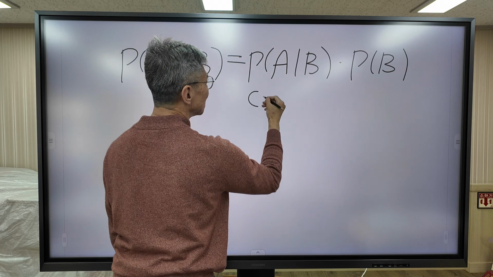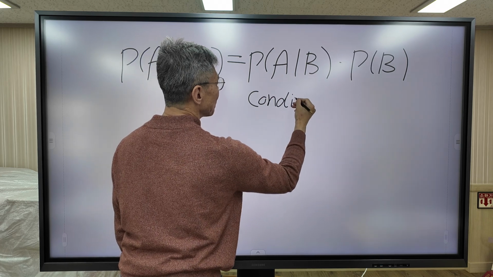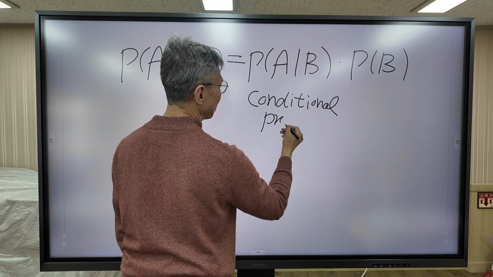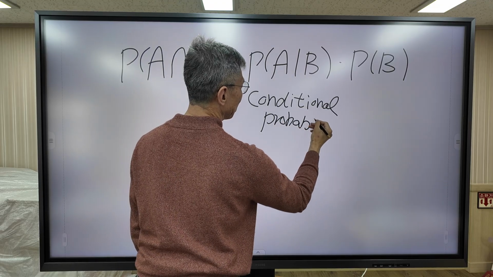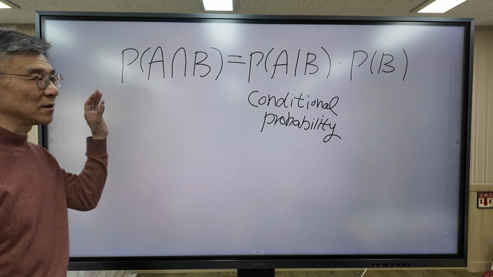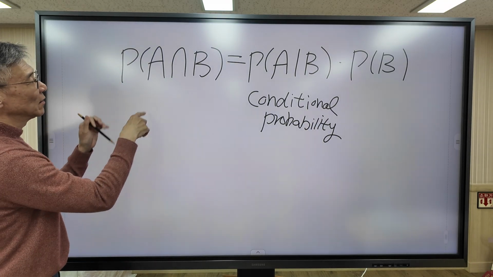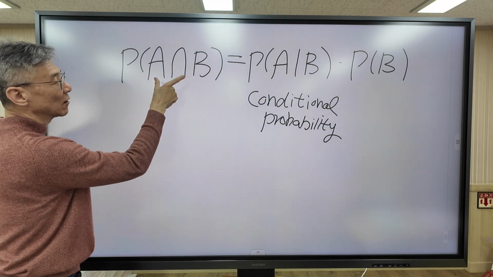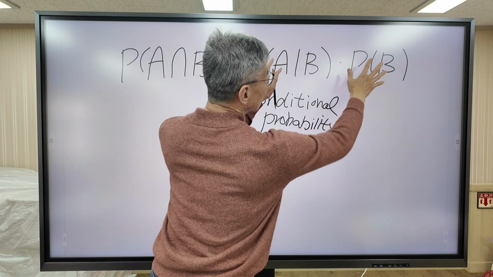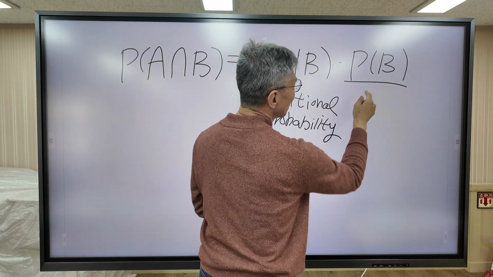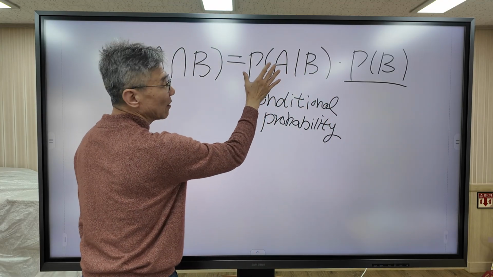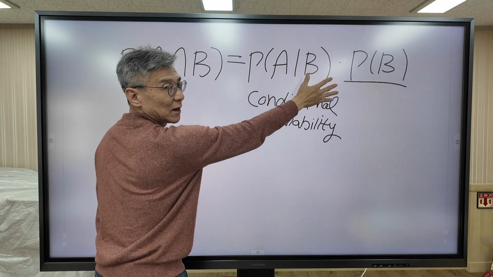This is conditional probability. According to probability theory, the probability of event A and event B occurring simultaneously is equal to the product of the function. This is the probability of B occurring. What is this one? This is the probability of A occurring given B, right?